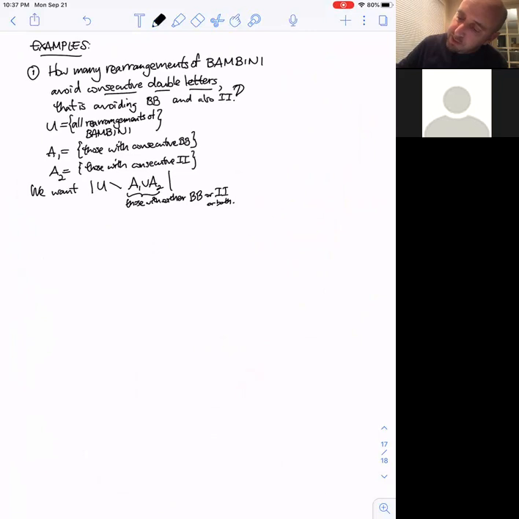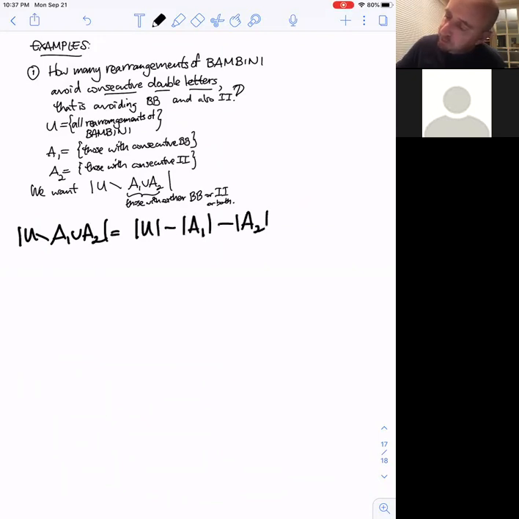So we're trying to get the cardinality of U. Let's try that again. This is cardinality of U minus cardinality of A1 minus cardinality of A2 plus cardinality of A1 intersect A2.